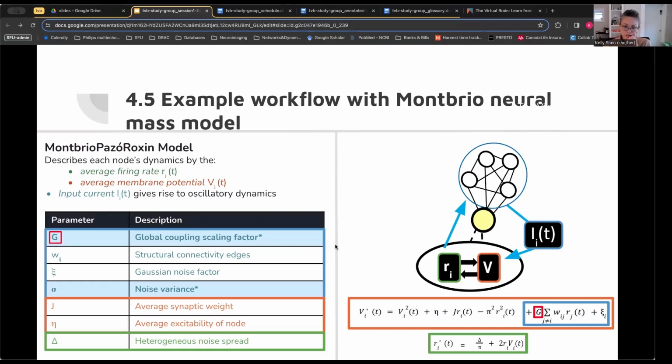So in this example, we're using the Montbrió model as the neural mass model, or the local model. Each node's dynamics are described by two state variables. One is the average firing rate, R, which is described by this equation down here. And the other state variable is the membrane potential, V. There are some parameters of interest listed in this table here. We'll focus on the global coupling scaling factor G, which I mentioned before. I think noise variance is another interesting parameter of interest.